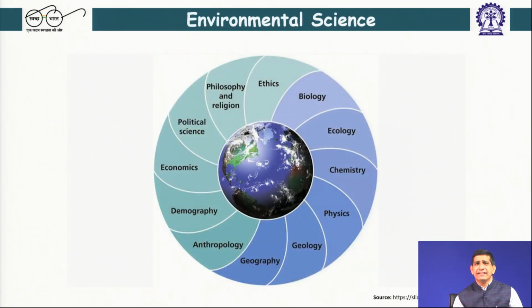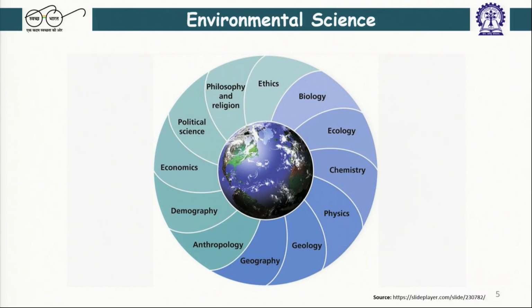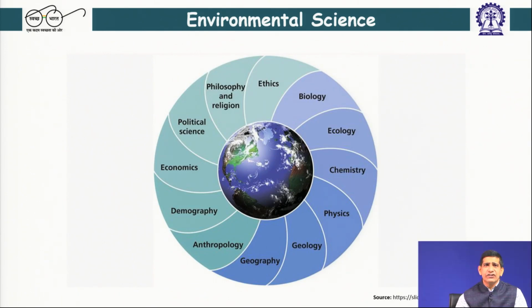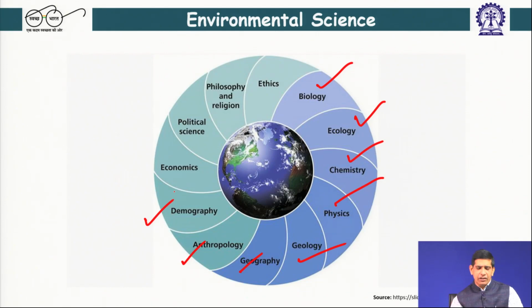When we talk about environmental science, remember this is environmental science, not environmental engineering. That is why it is relevant for all the different disciplines. It is a highly multidisciplinary subject. You have biology, ecology, chemistry, physics, because of a lot of processes. You have geology, geography, anthropology, demographics. Demographics is the type of population in different parts of the world, how the population has changed, how people have evolved and all that.